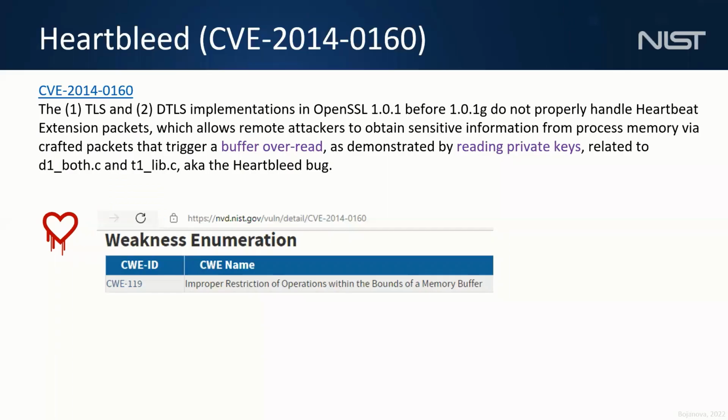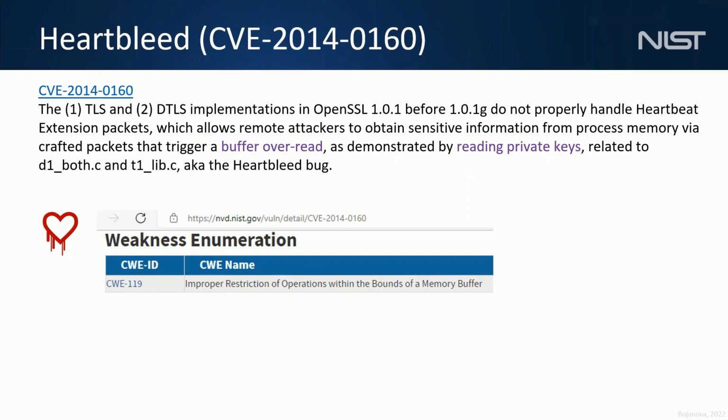Our last example shows how BF is used to describe converging chains. Heartbleed was a serious vulnerability in the OpenSSL cryptographic software library. The bug was in the TLS implementation of the Heartbeat extension. The vulnerability was disclosed in April 2014 with the following CVE. The TLS and DTLS implementations of OpenSSL did not properly handle Heartbeat extension packets, which allowed remote attackers to obtain sensitive information from process memory via crafted packets that trigger a buffer overread, as demonstrated by reading private keys.